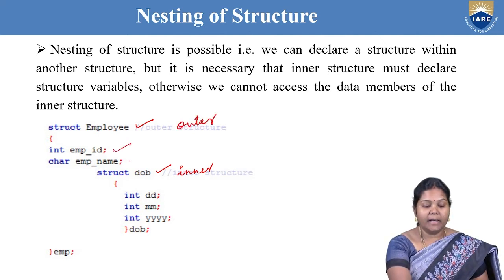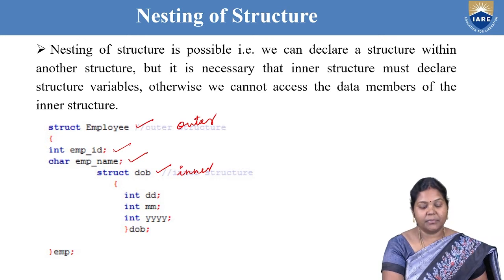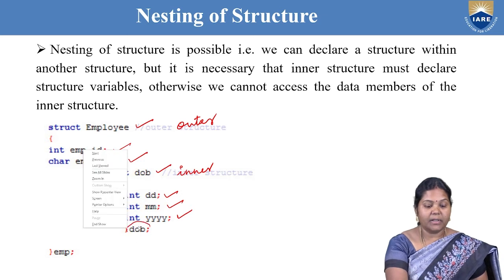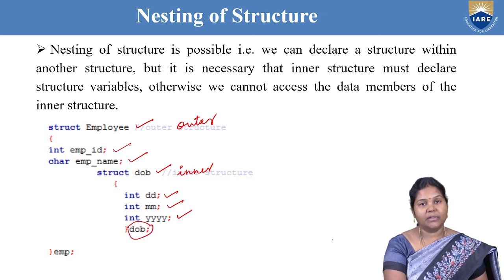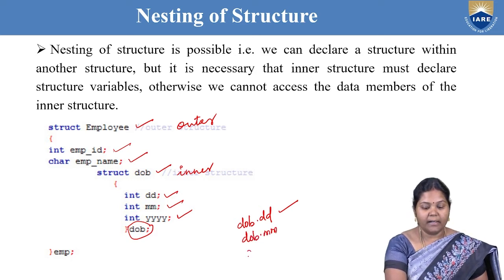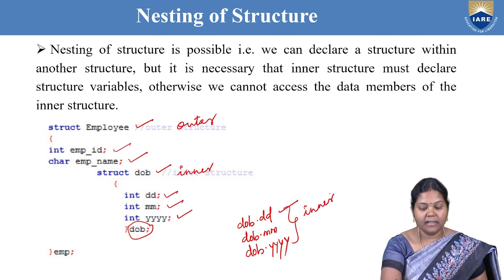So employee ID and name are the outer structure members, whereas date, month and year are the inner structure members. To access the inner structure members, we need to declare one inner structure variable, which is called dob. That means if you write dob.dd, we are going to access an inner structure member. Similarly dob.mm and dob.yyyy, if you write, then you are accessing the inner structure members. This is called accessing inner structure members.